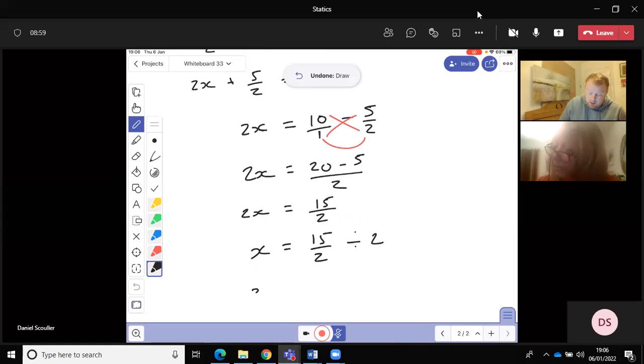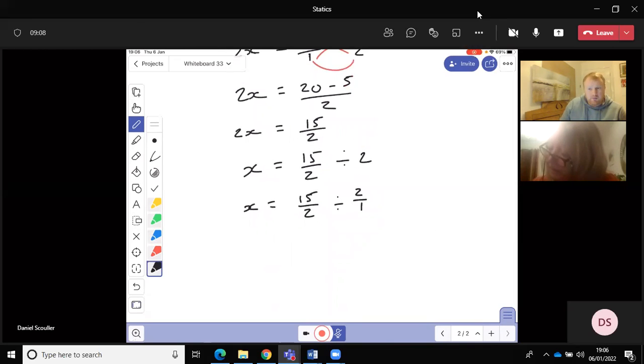If you write it out like that, then working through our rules of fractions, a fraction divided by another fraction, the rule is you flip the second fraction and then it becomes a multiple. So x equals 15 over 2 multiplied by a half. x equals 15 over 4.